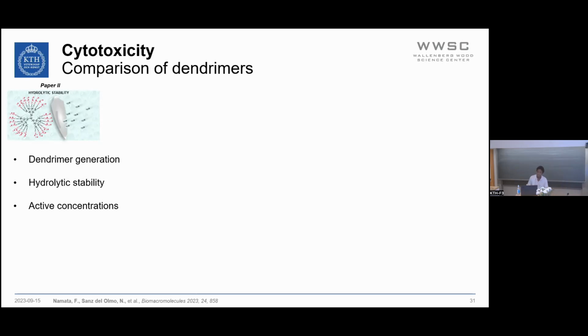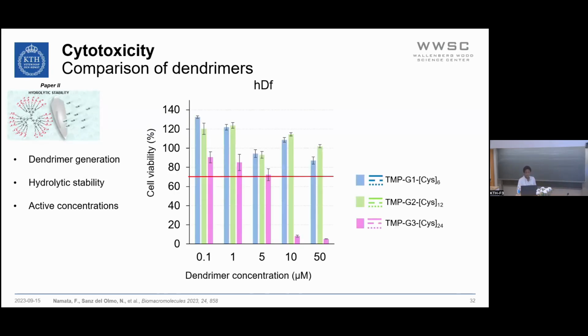And here I want to show you an example of the cysteamine dendrimers. And again, it might look busy, but don't worry, I'm going to walk you through it. I just want to show you that yes, even if they might be more toxic in comparison to beta-alanine, at the concentrations at which they're active, they're actually not toxic, or they have a cell viability of above 70%.